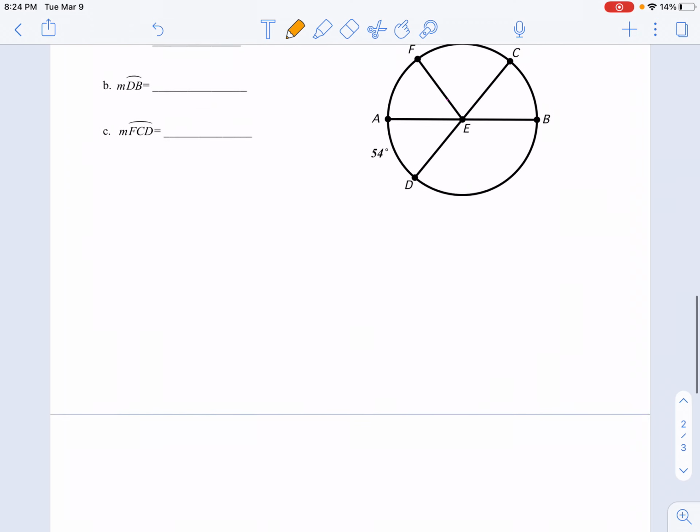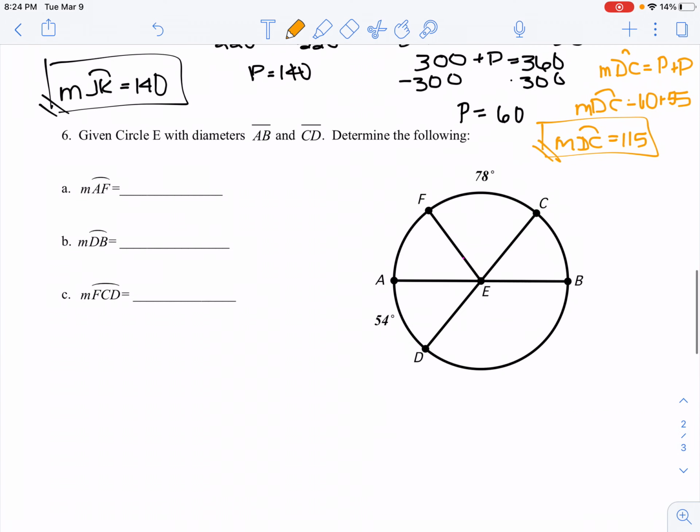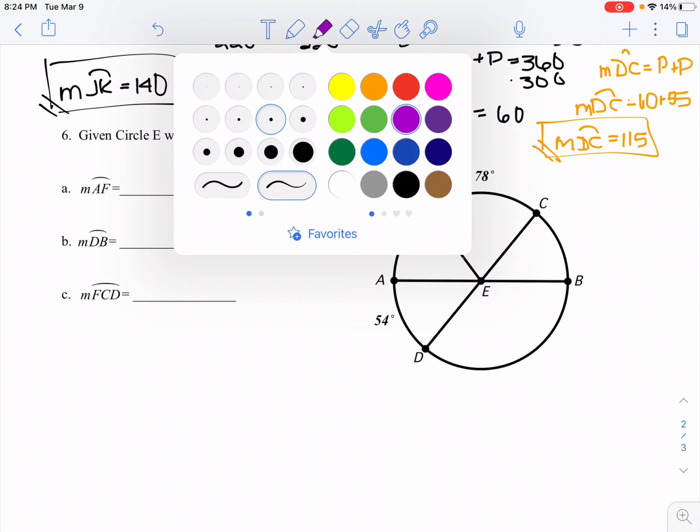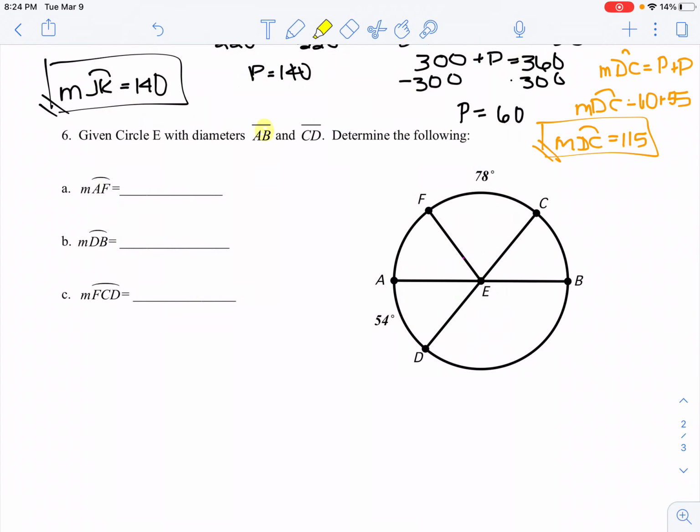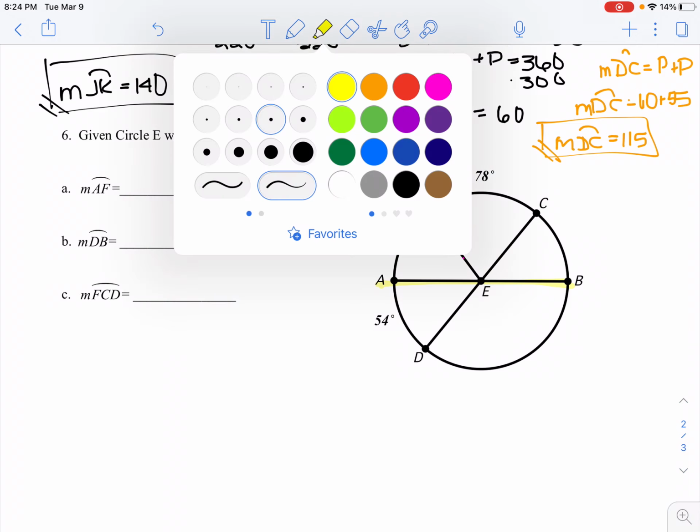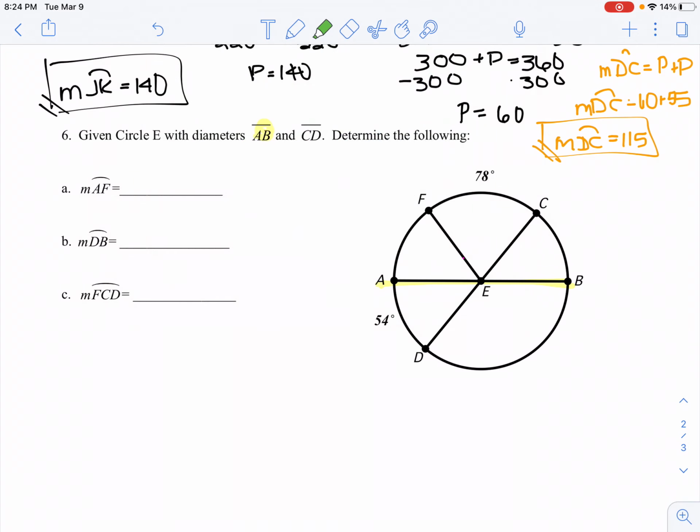All right. Let's look at example 6 now. We're given circle E, and this time we have 2 diameters. We have diameter, our segment AB, and then we have our segment DC. I want you guys to go ahead, pause your video, see if you can label the arcs, and then find the missing measures. When you're ready, unpause and you can watch the work that I do.